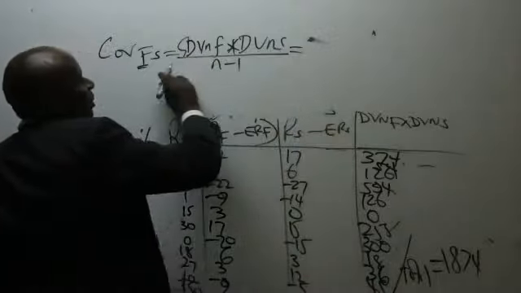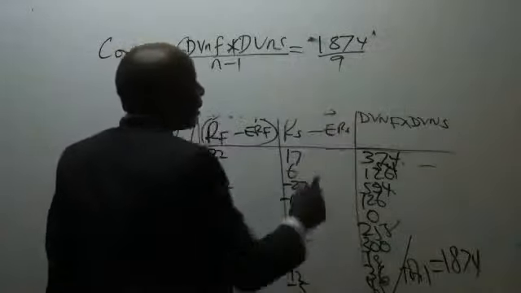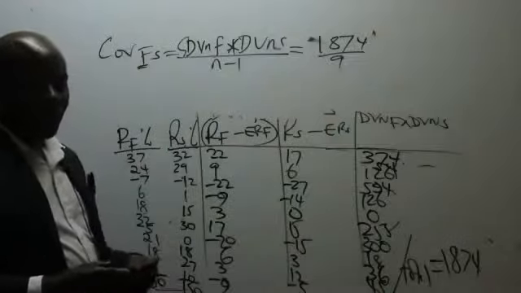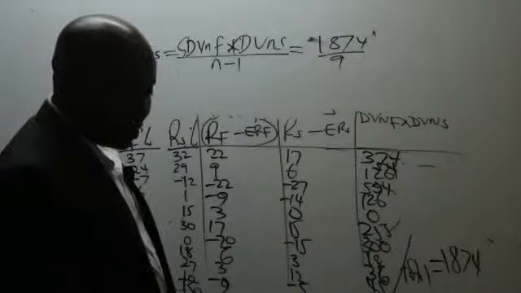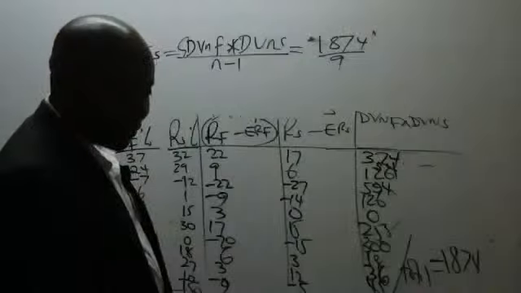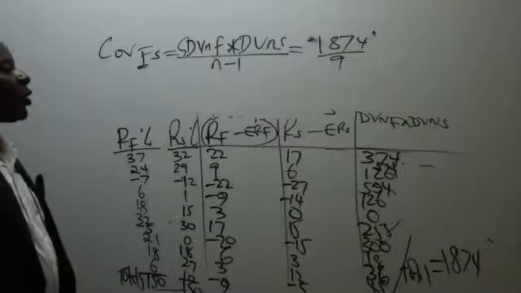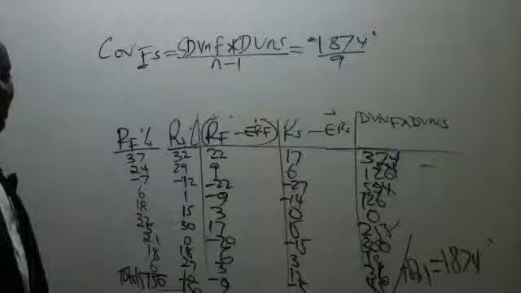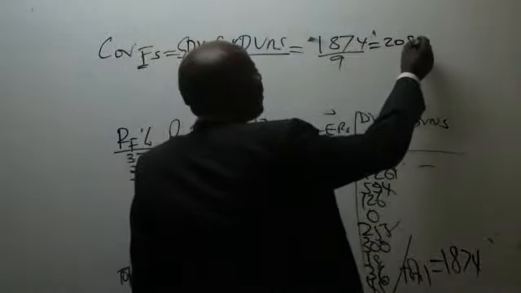So in short, I'll come and take 1874. I divide by 9. Where did I get the 9 from? I won't rub it off. Yes, it is 10 minus 1. It is n-1. Thank you very much. So 1874 divided by 9 gives me 208.22.